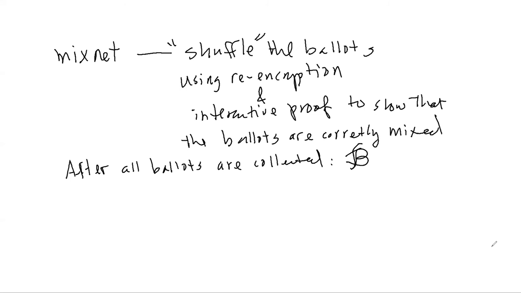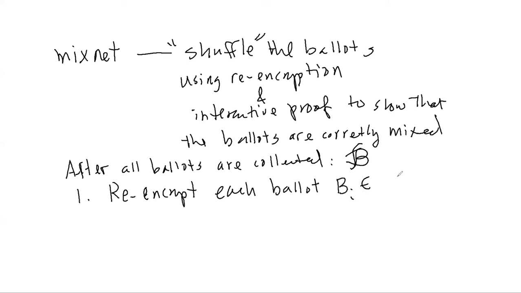Okay, so the first thing it does is to re-encrypt each ballot, B sub I. So now this is the encrypted ballot. I is a voter's ID. And we know this is a threshold PKC that encrypts B_I, so we get C_I. So this is each encrypted ballot.